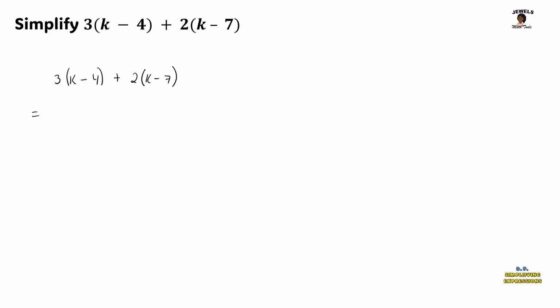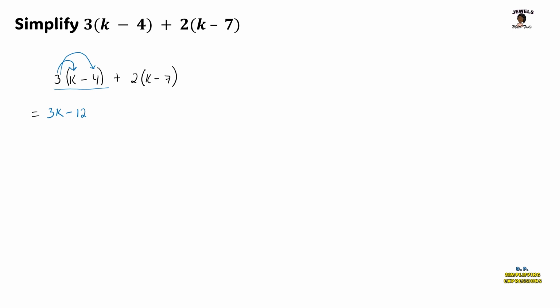I'm going to begin by simplifying my first parentheses where I'm distributing 3 to k, and we know that 3 times k is going to equal 3k. 3 will be distributed to our 4, and I'm going to let the sign in front of 4 operate as a negative in this case. So 3 times negative 4 will equal negative 12. And this will be our first parentheses when it is simplified.